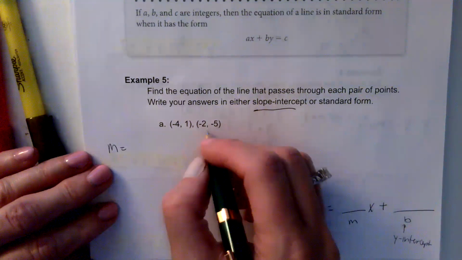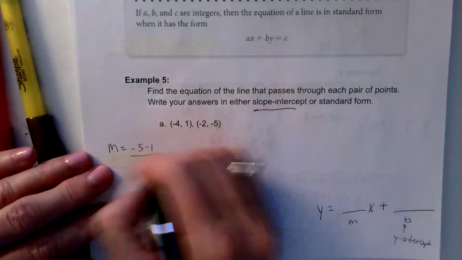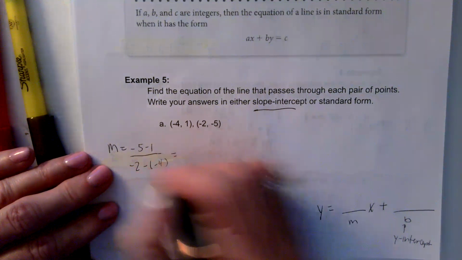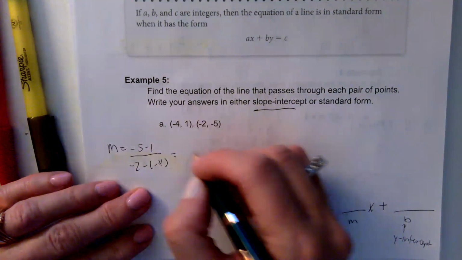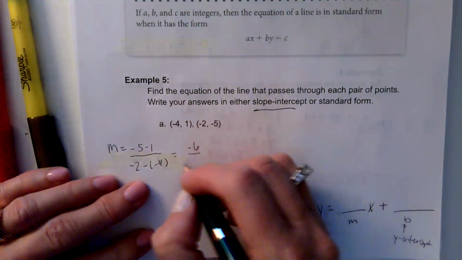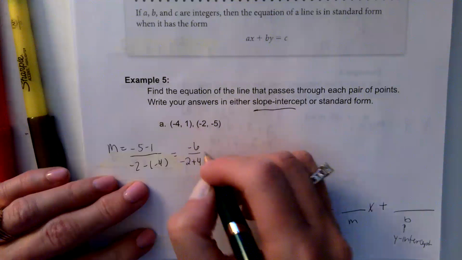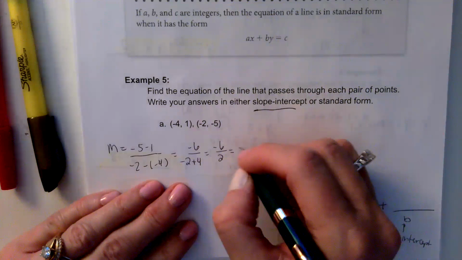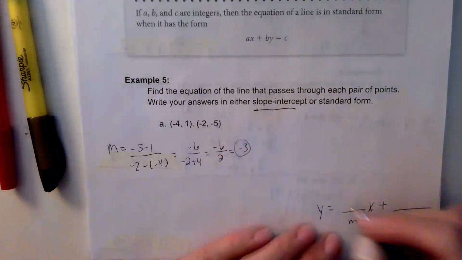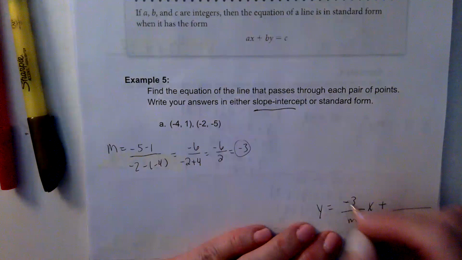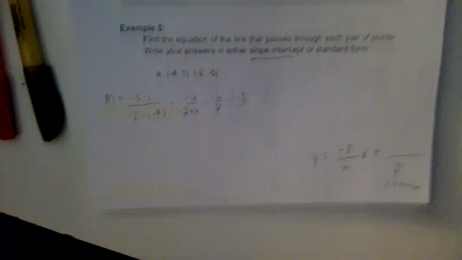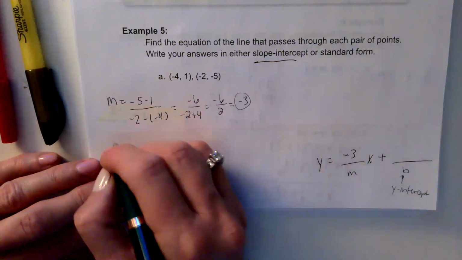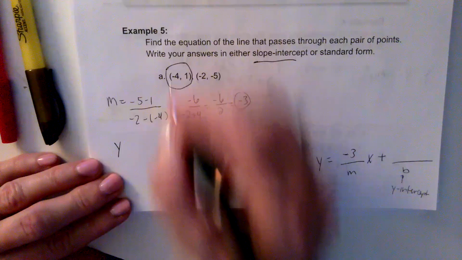And so my -5 subtracting 1 over -2 subtracting -4. So I have -6 over -2 plus 4, which is -6 over 2, which is -3. So my slope is -3. Then I'm going to use the point slope form to find my y-intercept. So I'm going to use this point here, -4 and 1.